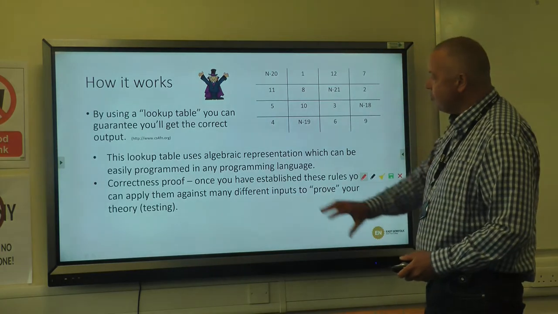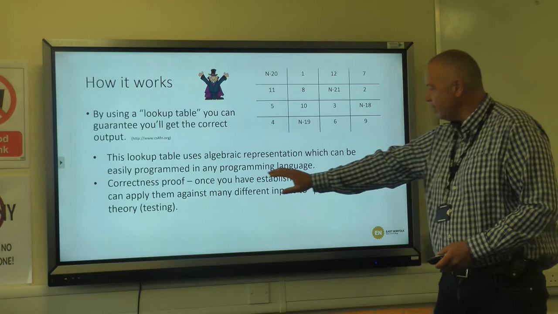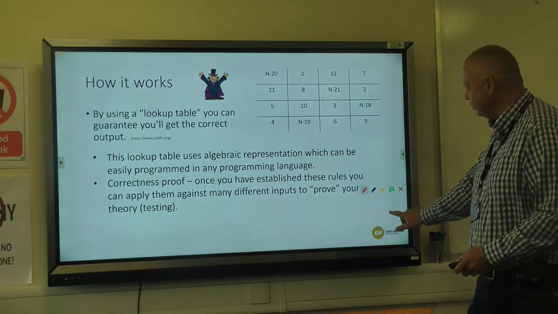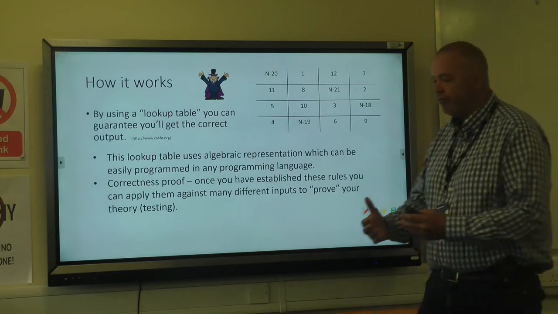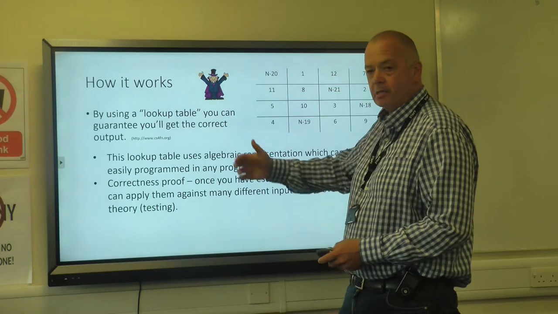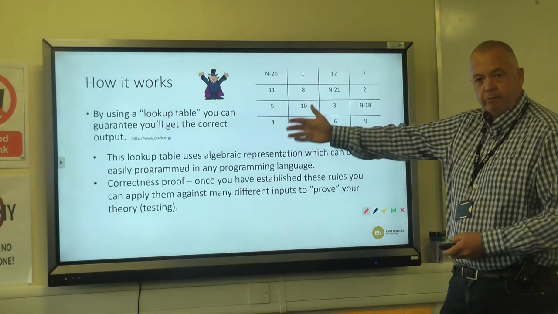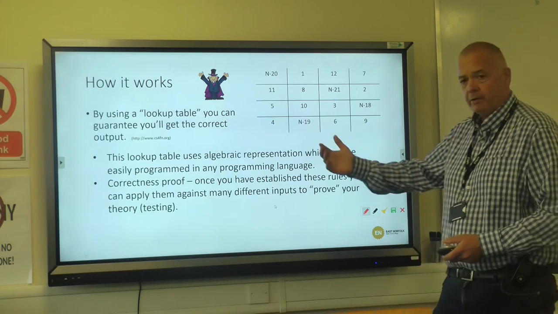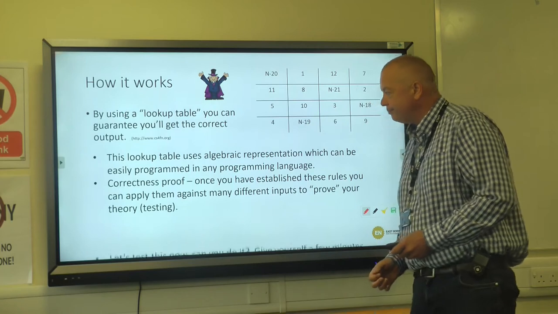So once we do something like this, we need to establish a correctness proof. Once you've established the rules, you can apply them against many different inputs to prove your theory. So I took 23, you may have taken 36, whatever, and you can just keep going around and prove that that works. I can tell you it does, but you don't take my word for it. Try it with a few different numbers.